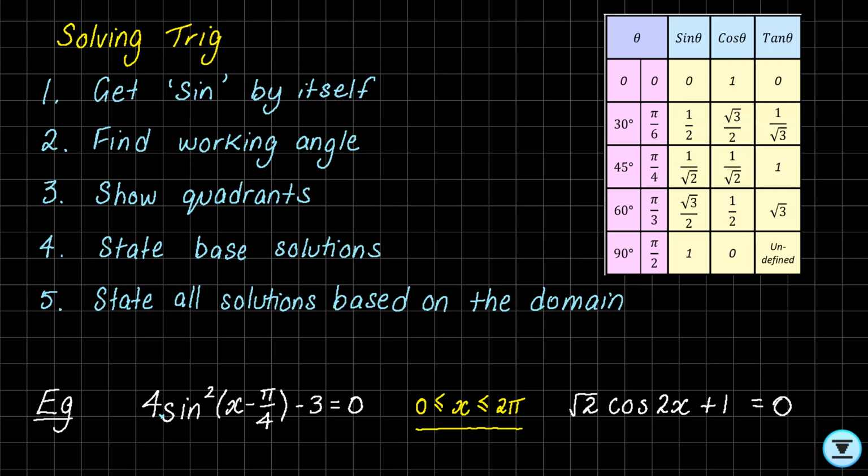Okay, let's have a go at solving some simple trig equations like this one here. In order to do that, we're just going to follow the steps that are stated at the top. First thing that we want to do is try and get sine by itself. Okay, in order to find our working angle, and we're going to use this table to the right, so make sure you've got that handy.